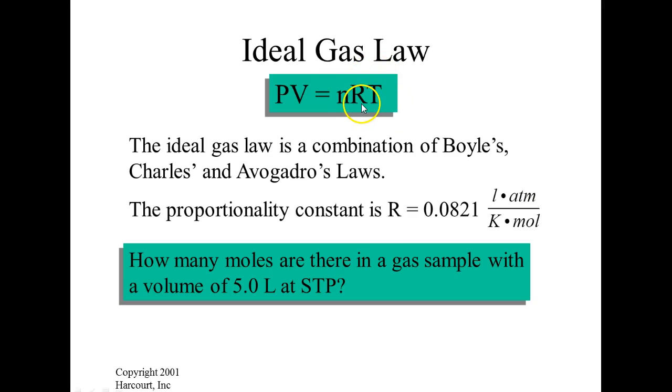R is a number. I'll always give you that number. So that's a constant. Don't worry about that. I'll always give you that one. N is number of moles. Volume is liters. And pressure is in ATM. It's a unit of pressure. Atmospheres, like we talked about just a little bit ago.